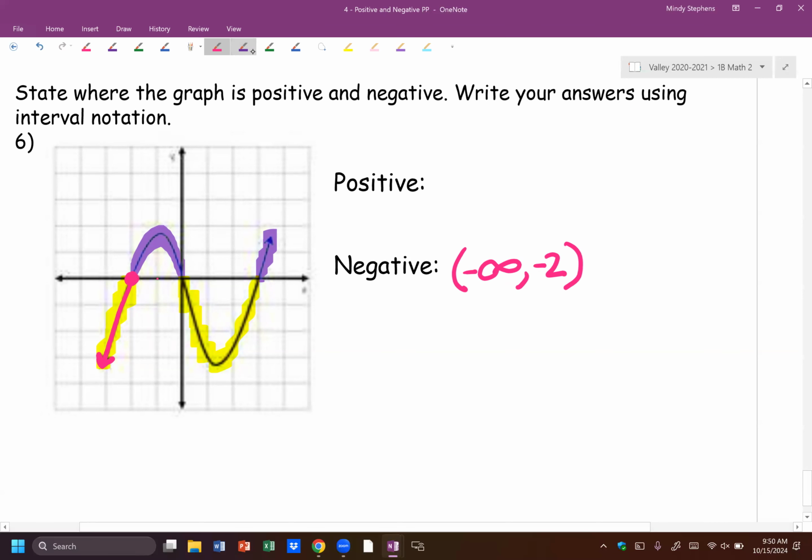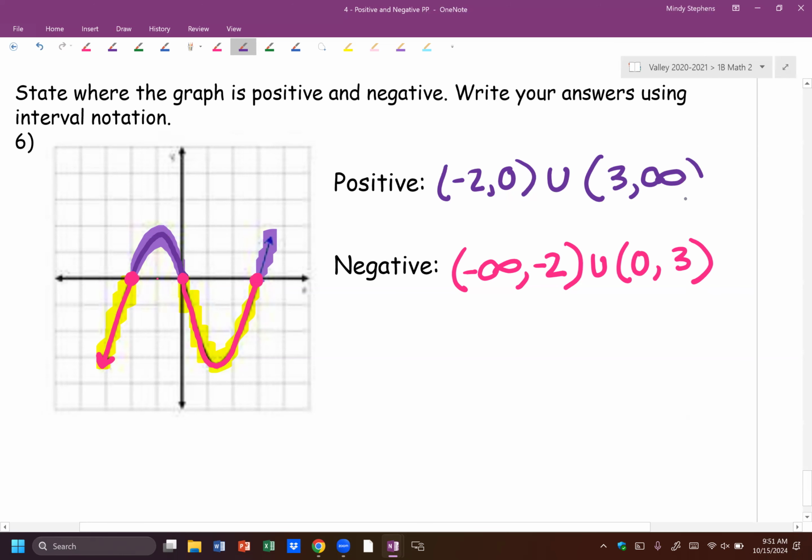Then the next piece, this piece right here is positive. And it's positive from negative 2, stopping at 0. Then it becomes negative again, starting at that same point. This whole entire thing's negative. Don't stop at the bottom of your U on these. So it's negative, so union with 0 to 1, 2, 3 is where that goes to. And then it becomes positive, so we'll put a union there. And it starts at 3, and it goes forever to the right, so it goes to positive infinity.